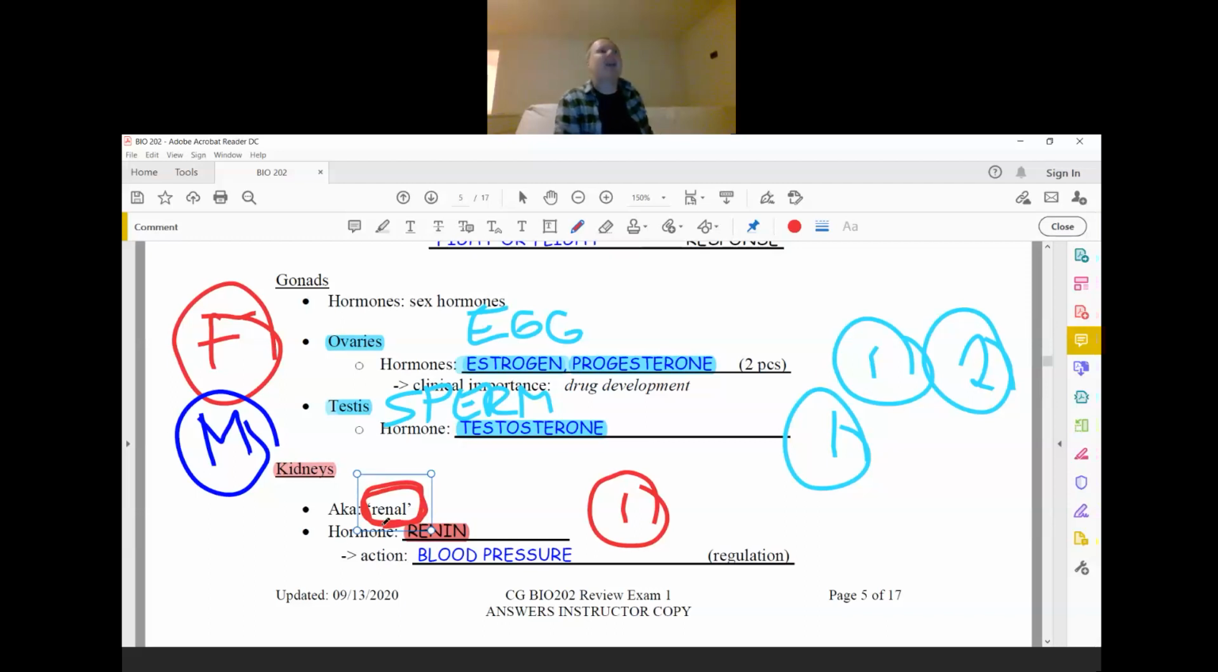Same as you don't go and get images of your kidneys through ultrasound or MRI or CT. You actually go and get renal imaging done. So that's just the proper scientific term for that, and that leads us to the name of the hormone, which is renin. So remember, the main function of renin is all to do with blood pressure control.